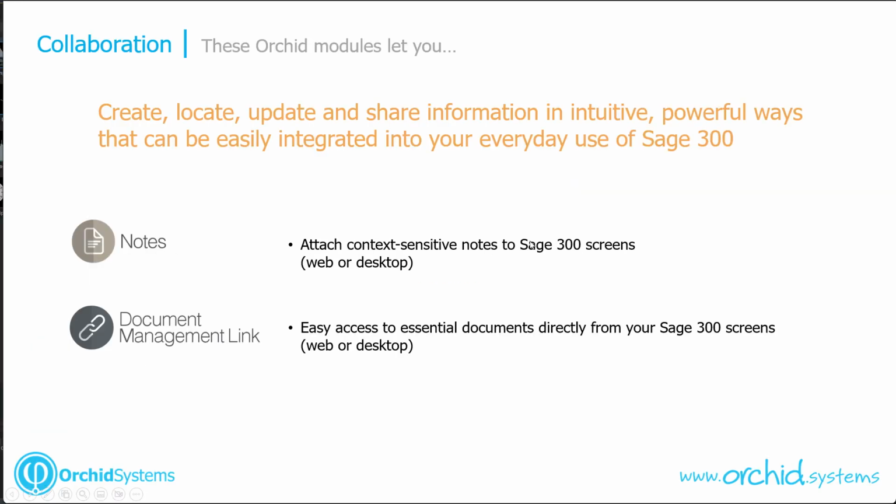Let's start with a reminder overview of Notes and Document Management Link, which facilitate collaboration within Sage 300. Users accessing Sage 300 in a browser will also now benefit from the same intuitive and easy-to-use way to share information related to Sage 300 records and screens. With Notes, you can attach context-sensitive notes to Sage 300 screens, which has been available on the desktop for many years and is now also on the web screens. With Document Management Link, you have easy access to essential documents directly from your Sage 300 screens, now supporting the web browser.